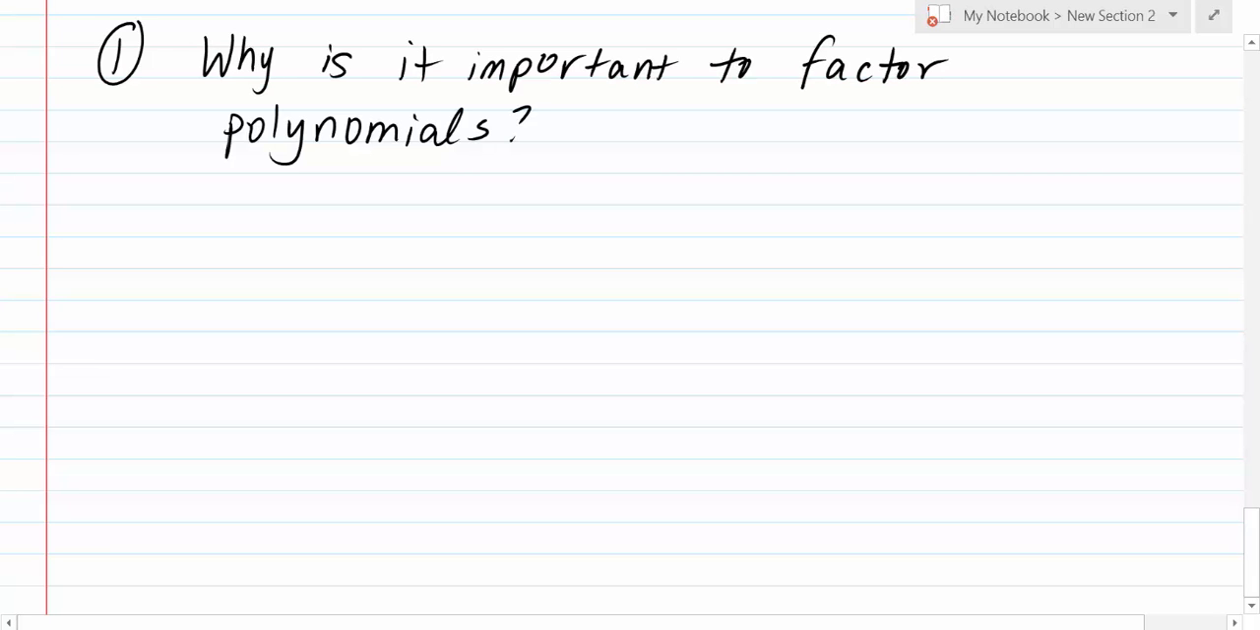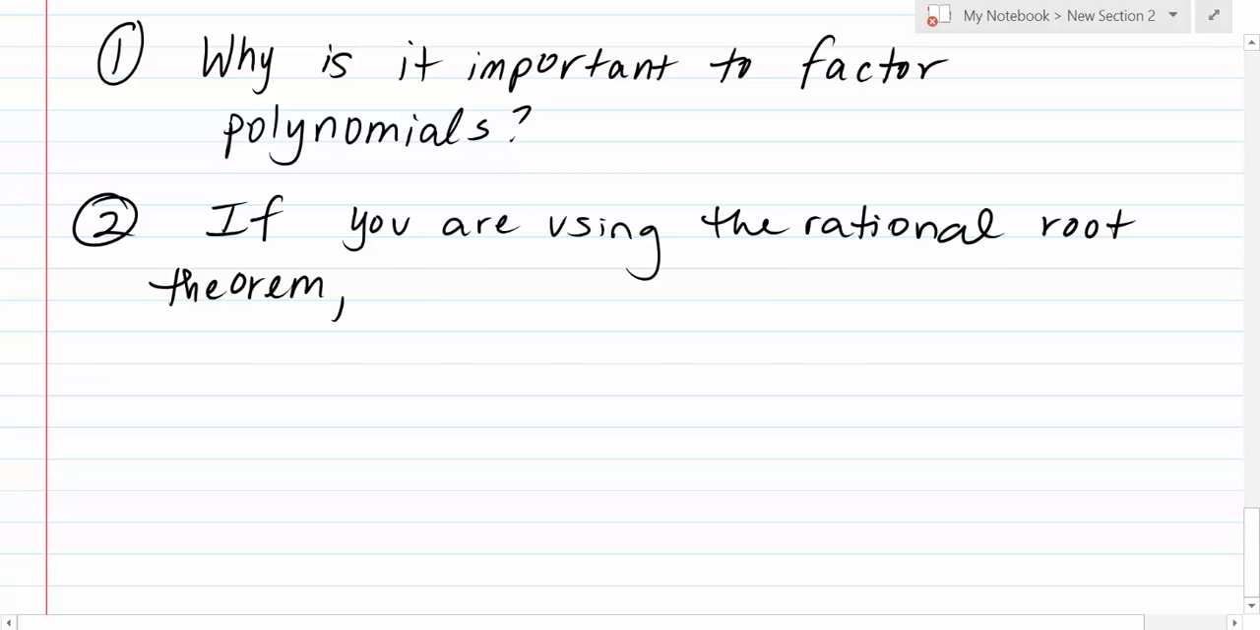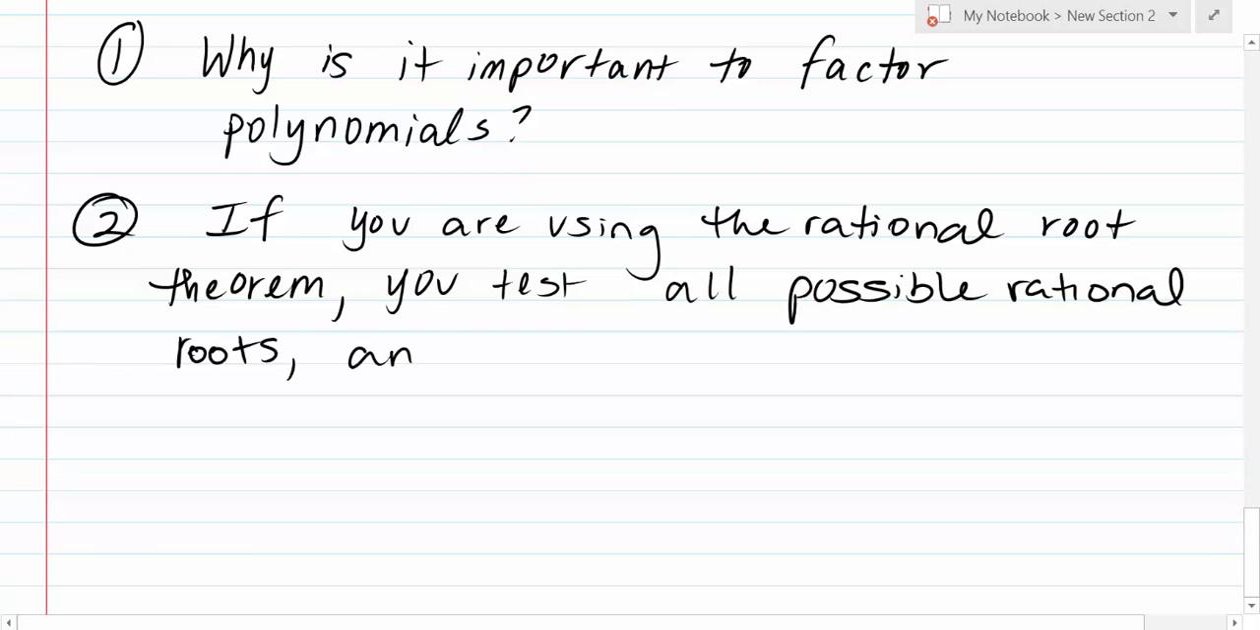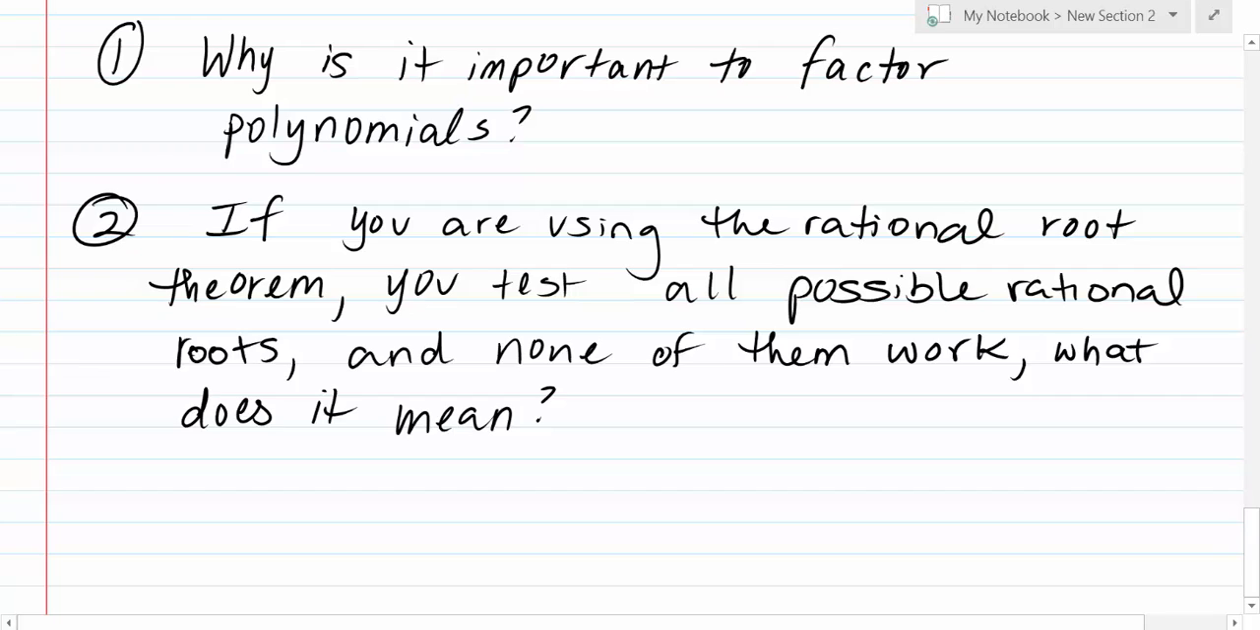Now, what I want you to do in your discussion boards is answer two questions. The first question is, why is it important to factor polynomials? And the second question is, if you're using the rational root theorem, you test all possible rational roots, and none of them work, what does it mean? So I want you each to post on the discussion thread with an answer to these two questions. Then I want you to respond to at least two of your peers' ideas.